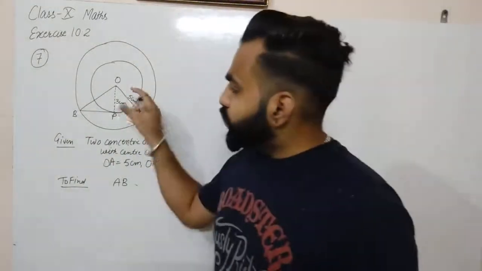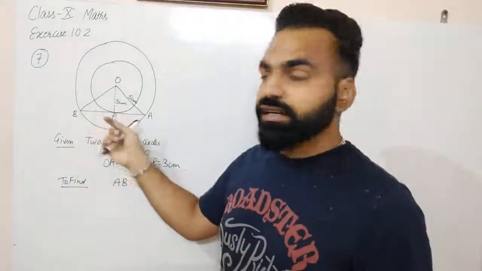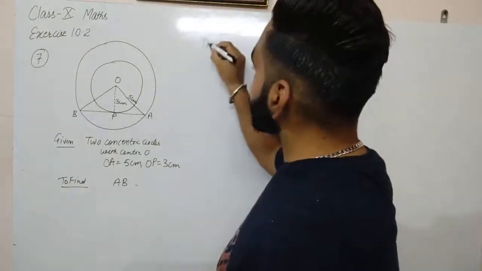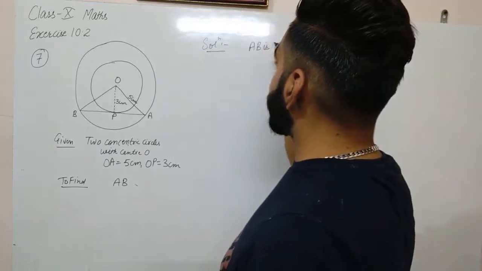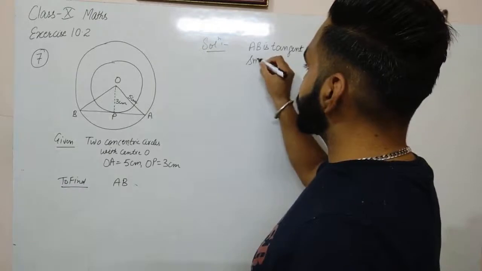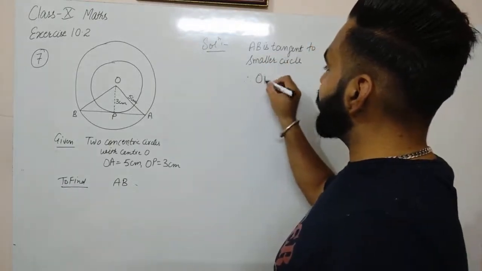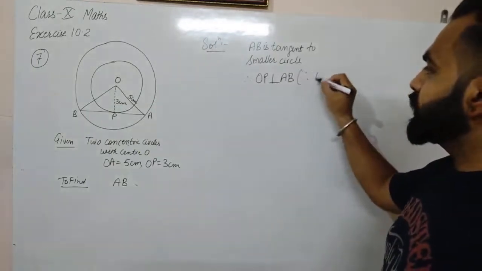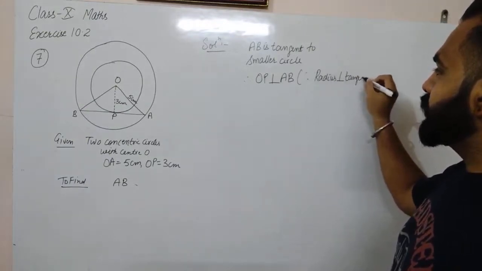Now we can see that OP is the radius of smaller circle, AB is the tangent. So OP will be perpendicular to AB. So solution part, AB is tangent to smaller circle, therefore OP will be perpendicular to AB because radius is perpendicular to tangent.